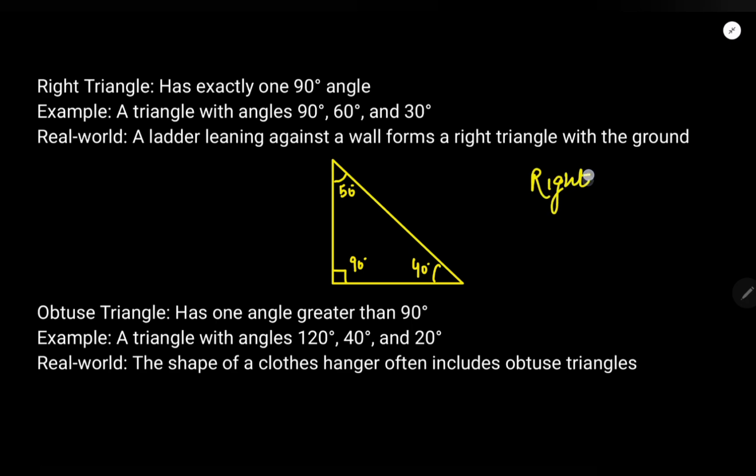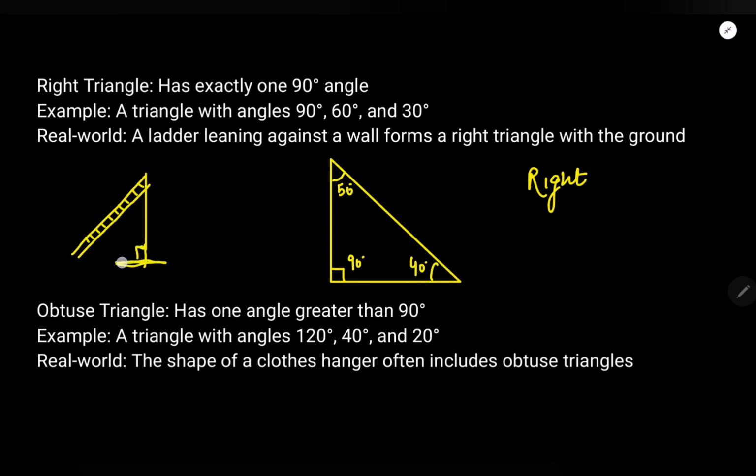Okay, suppose you have a ladder in your room, and the ladder is leaning against a wall. Then it is forming a 90 degree angle with the ground, right? So this was a right angle. So we know about the acute angle triangle, in which all angles are less than 90 degrees, and then we know about the right angle triangle, when one angle is equal to 90 degrees, and the other two angles will obviously be less than 90.